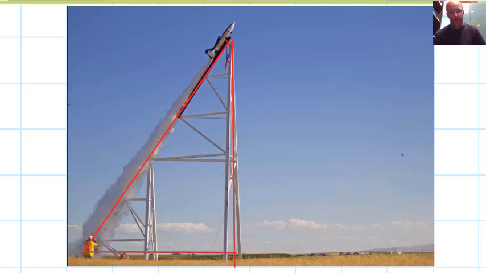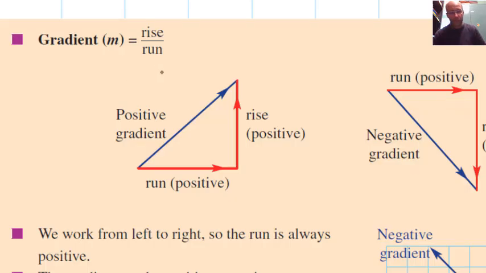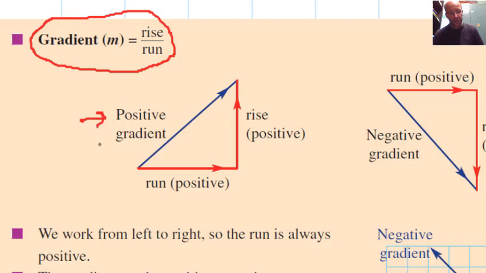Let's label those: rise and run. And they give us the gradient. The important formula you need to know is written here. The gradient, which has the symbol m, is rise divided by run, or rise over run. So this gives us a couple of different situations. We can have what's called a positive gradient, where we go from start to the end and the line has gone up.